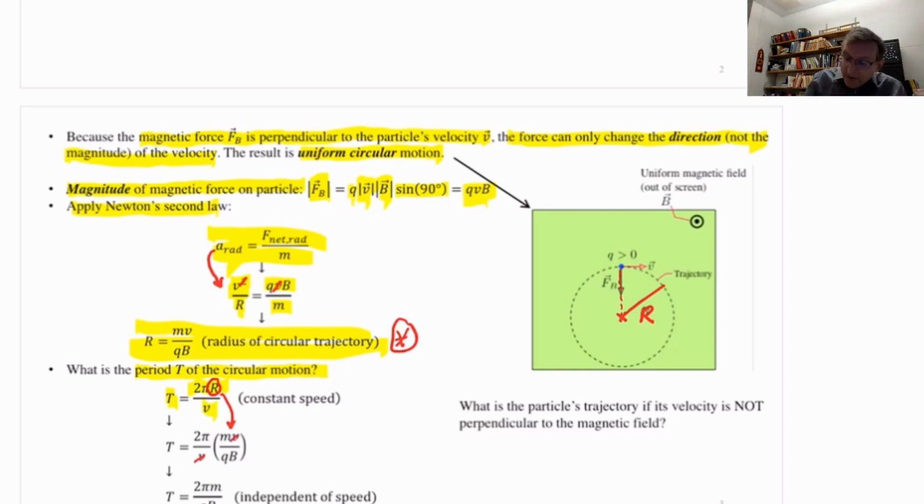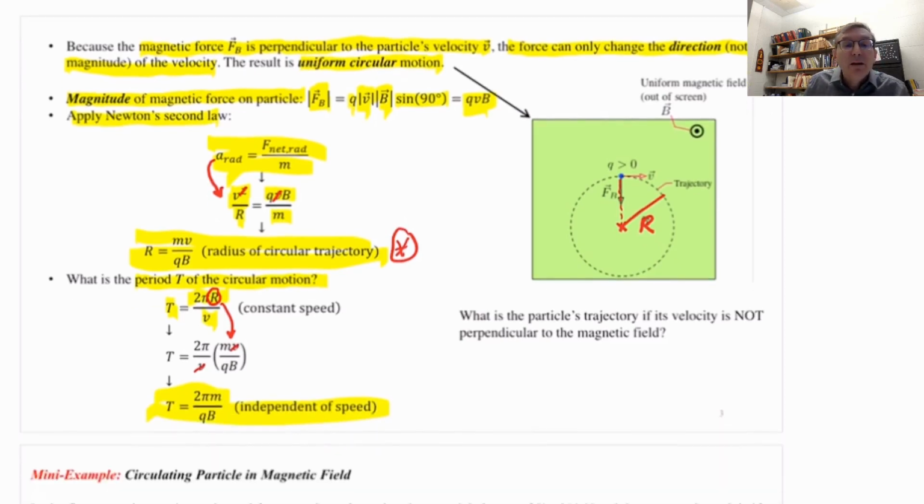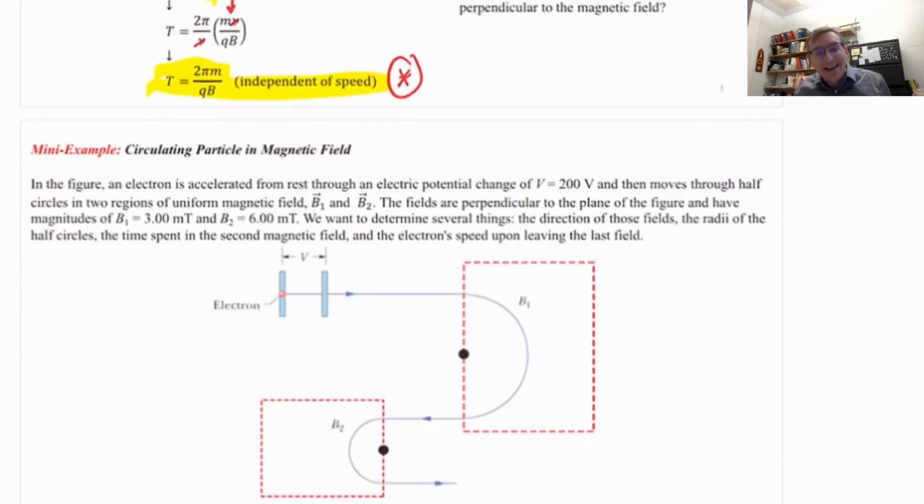An interesting thing that happens in this formula for the period of the circular motion is that the factors of v cancel, and the period, the time for the particle to go around once, doesn't depend on its speed, how fast it's going. It depends only on the mass of the particle, the charge of the particle, and the strength of the magnetic field. So this is also a very useful formula. And I want to do a mini example where we apply that thinking, okay, to a laboratory-like situation.